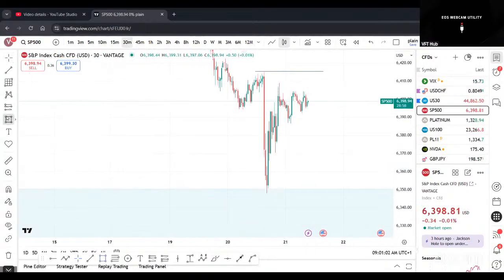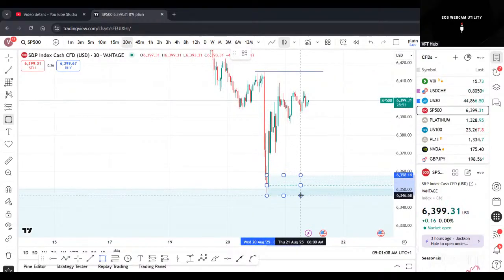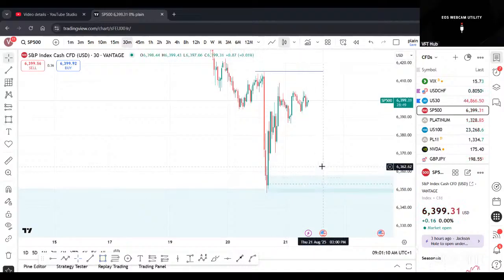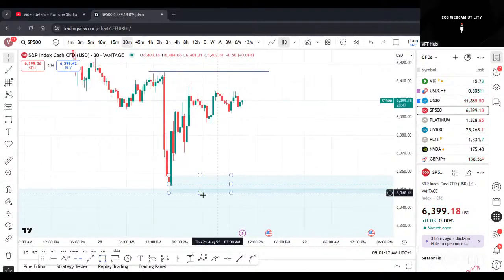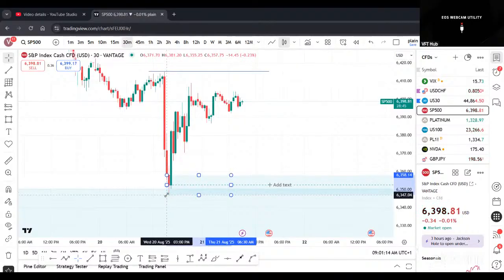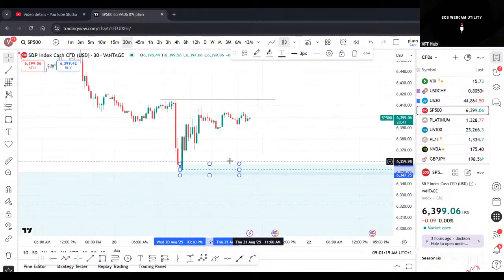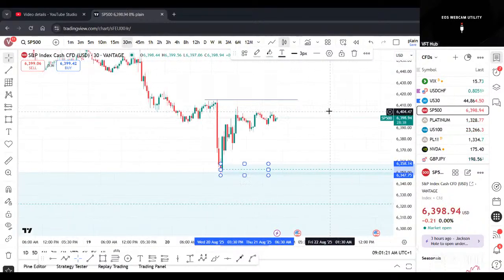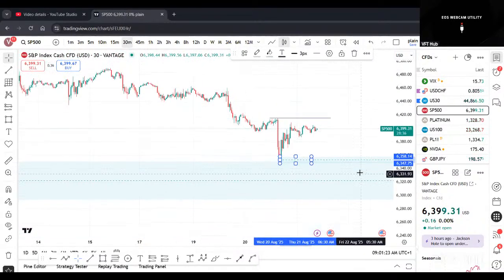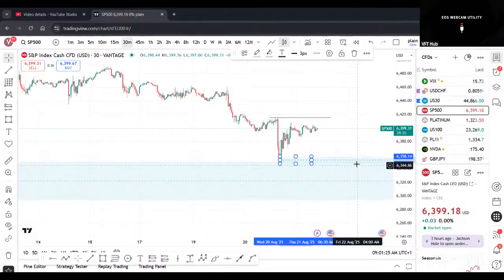On 30 minutes, this looks like an area which is yet to be mitigated. Let me use this. Okay, so we could see a drop into this area, which will send price to the upside, right? We could see a drop into this area that will further send price to the upside. So that's one possibility for today.